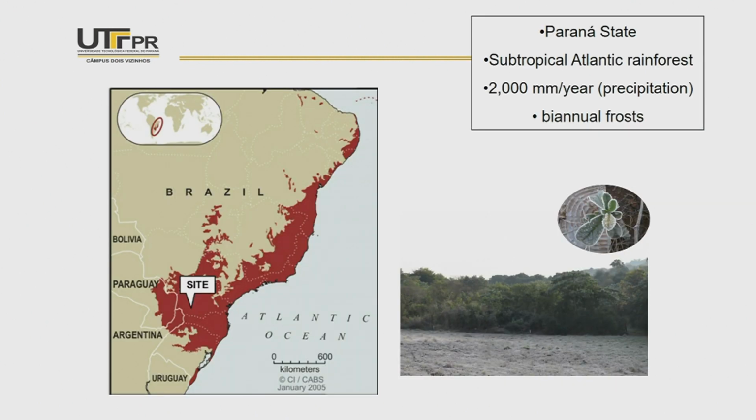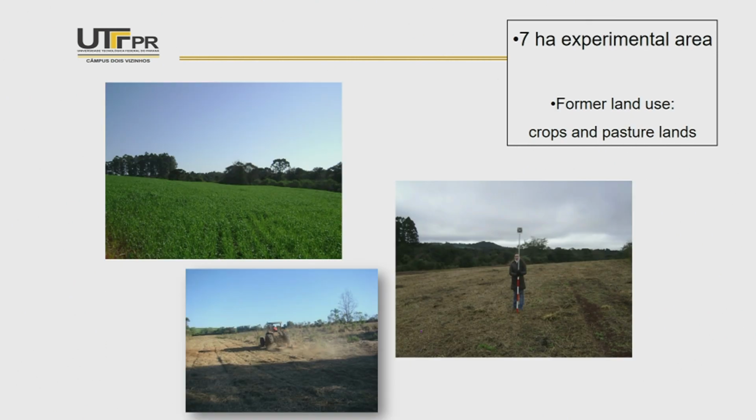So we are here in Paraná State, in Atlantic Forest. We are in a subtropical forest with 2,000 millimeters a year of rainfall. The difference here is that we have frosts, at least 1 frost every 2 years. And that definitely hinders the succession. So here the recovery is kind of slower if you compare to other tropical areas in Brazil.